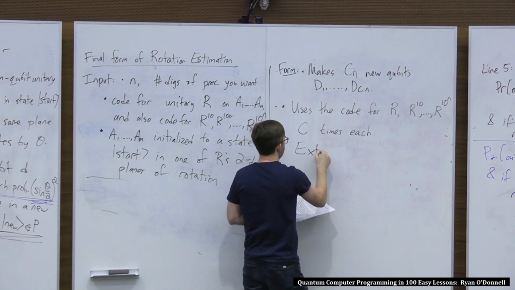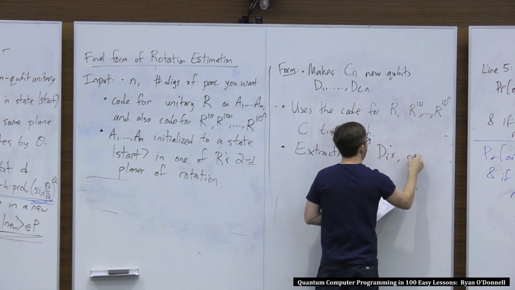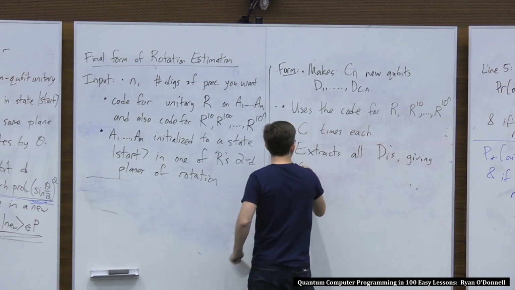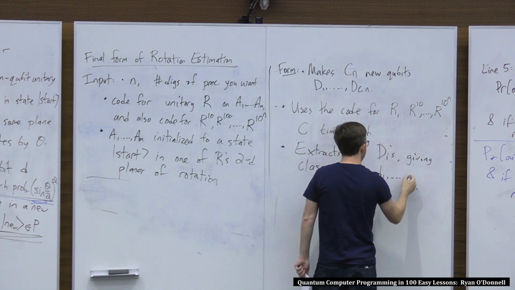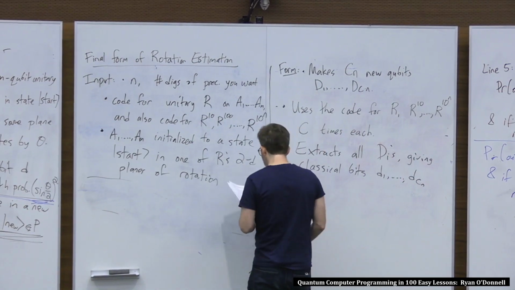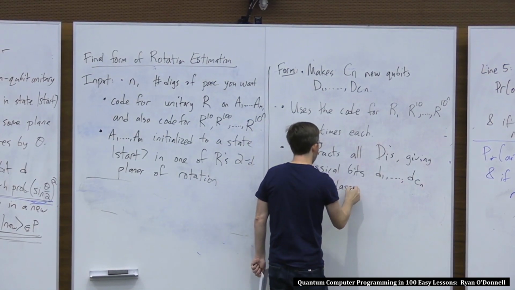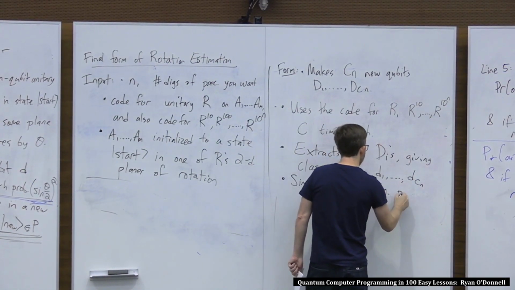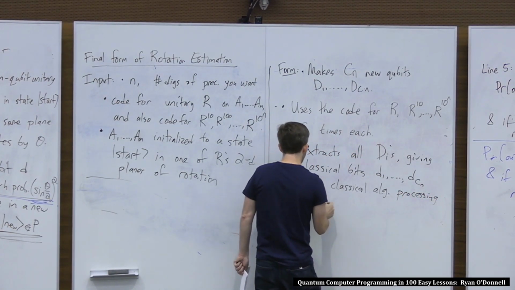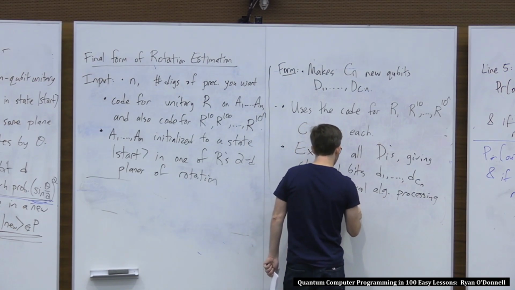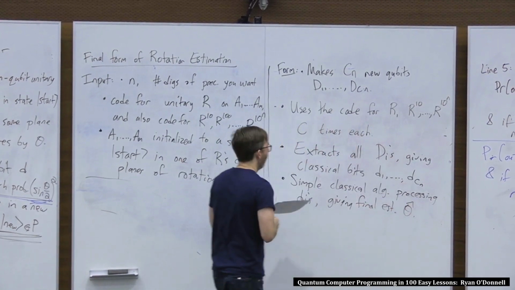Then it extracts all the d's, giving some classical data, D1 through DCn. And then finally, there's a simple classical algorithm that processes the d's and gives the final estimate theta hat. Oh, I'm out of time.